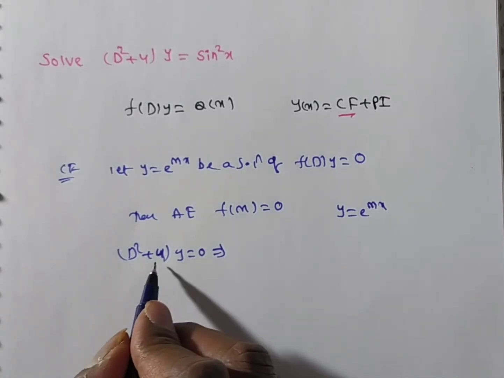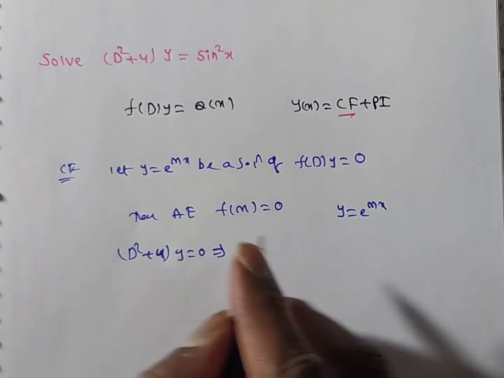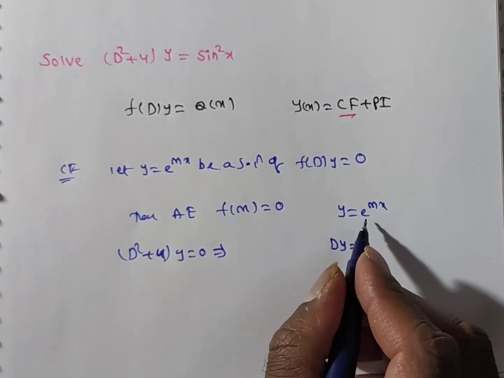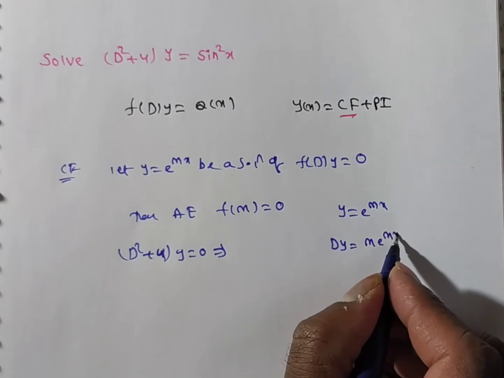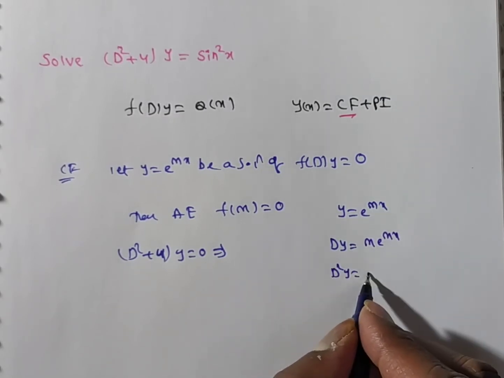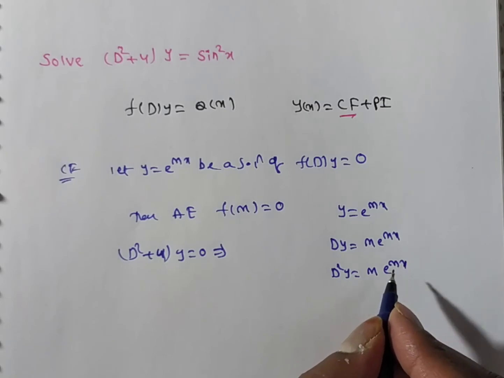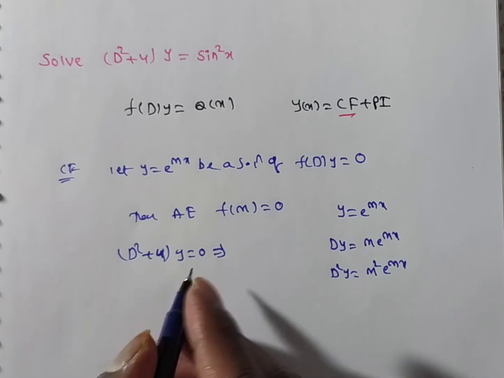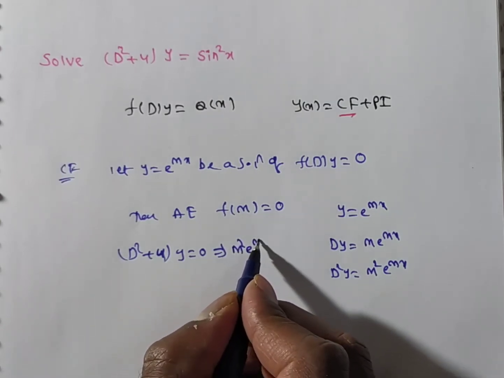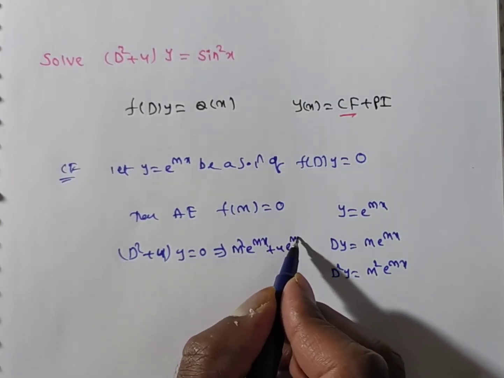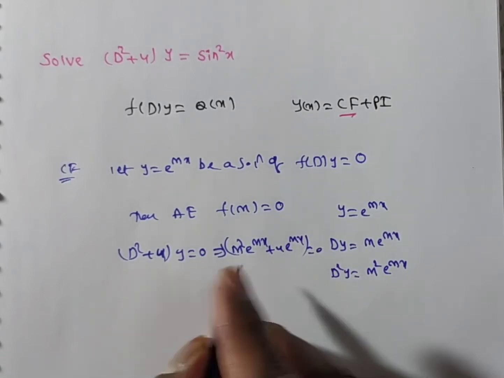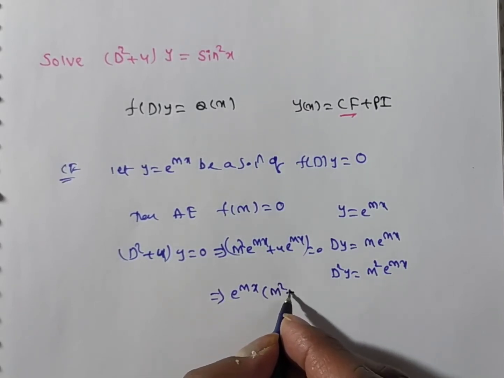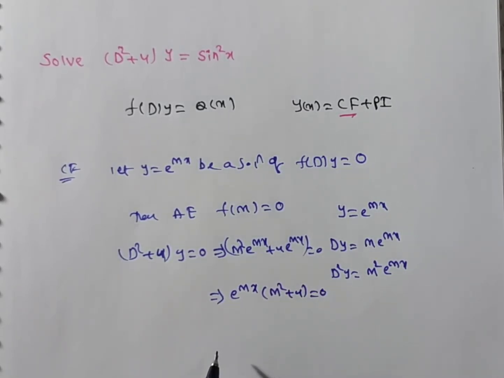You see, now 4y is 4e^(mx). But for D², you have to differentiate y twice. The first differentiation of e^(mx) is m e^(mx). Again differentiating, e^(mx) derivative is e^(mx) into m, so m². Now in place of D²y, you write this. Then I will have m²e^(mx) + 4e^(mx) = 0. From this what can I take common? e^(mx) common. Then I will have (m² + 4) = 0.